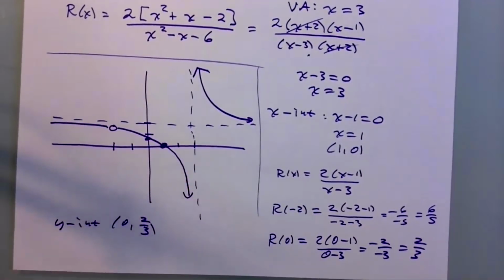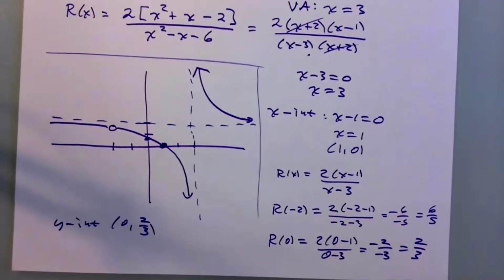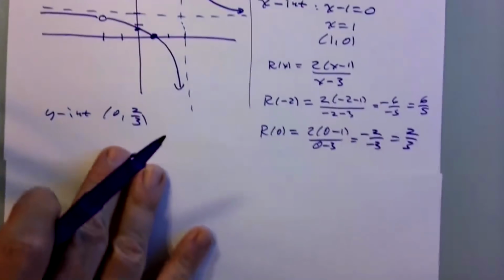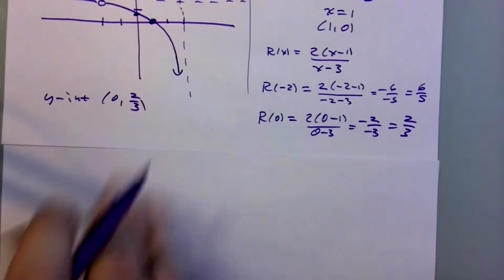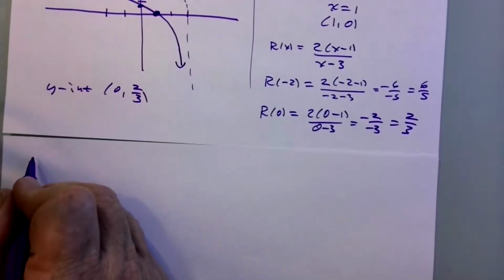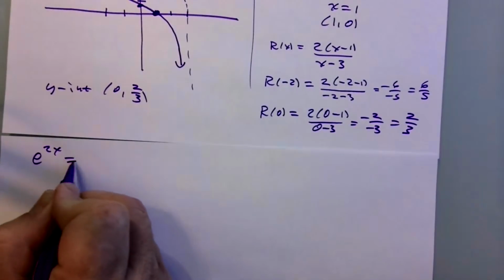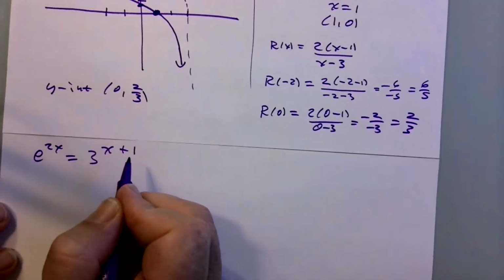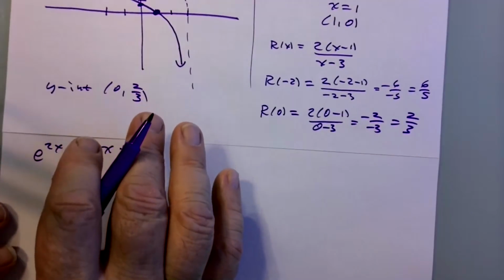All right. Next, we're going to go ahead and solve some equations. What I will do next is e to the 2x equals 3 to the x plus 1. The tool that we want to use here is the logarithm.